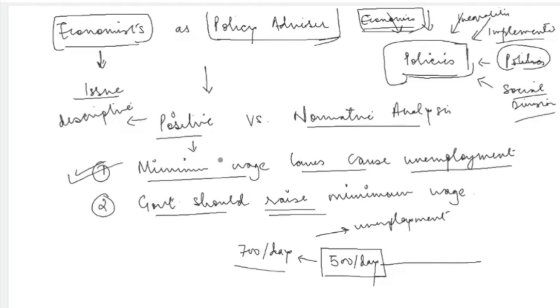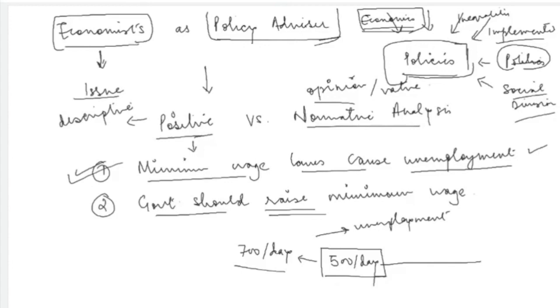Normative analysis is more on the grounds of opinions or values. These are not right or wrong statements. Positive statements could be either right or wrong. When you are saying minimum wage laws create unemployment, it is correct because it is factually proven. Normative analysis is not correct or wrong. It is more like an opinion. Maybe I have a different opinion, someone else has a different opinion on the same issue.